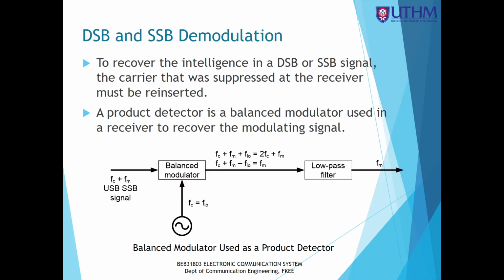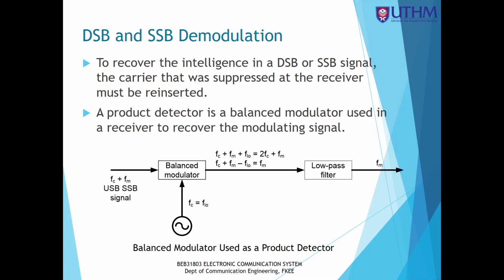Now we want to see how we can demodulate the double sideband suppressed carrier or single sideband. How to do that? If you see from this block diagram, this is for the double sideband suppressed carrier and single sideband demodulation. In the previous slides it was about the double sideband full carrier demodulation process. Now we want to see how the double sideband suppressed carrier and single sideband demodulation process works.